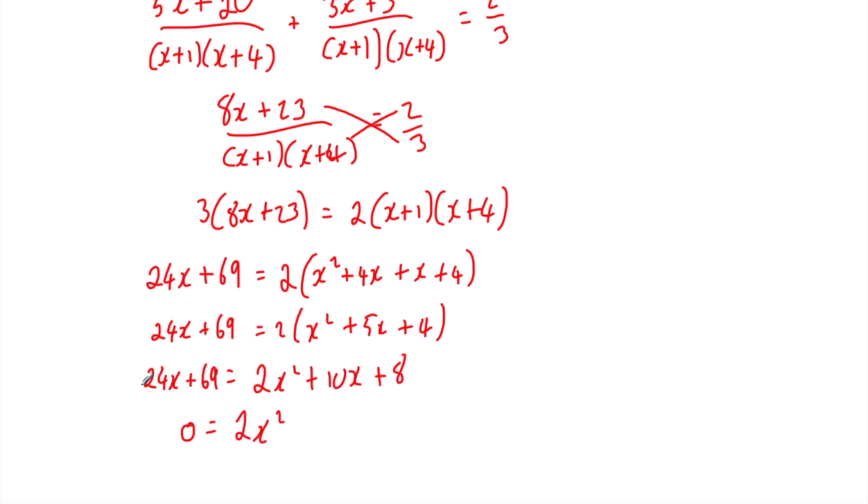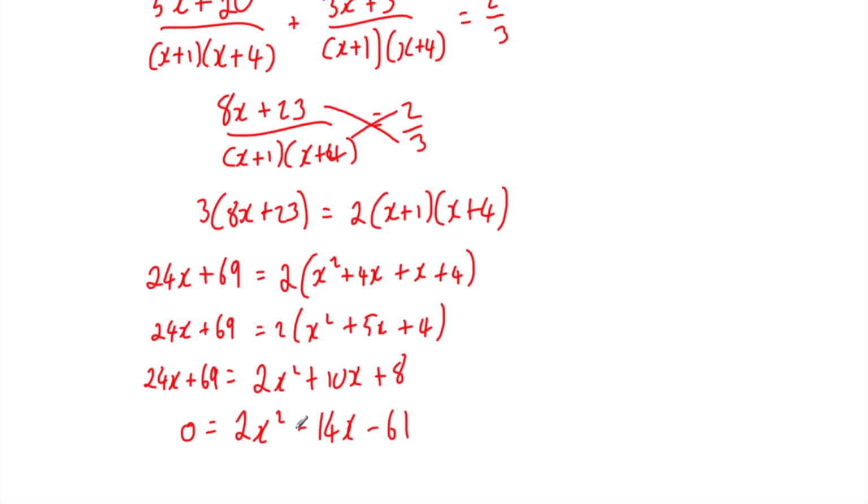We had 10x, we're taking away 24x, that'll be minus 14x. And we had 8, we're taking away 69 from that side, so that'll be minus 61. So we've now got a quadratic equation, 2x squared minus 14x minus 61 equals 0. And we want to solve that, and then we'll find our values for x.